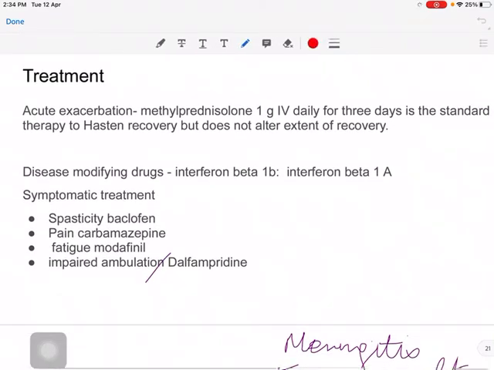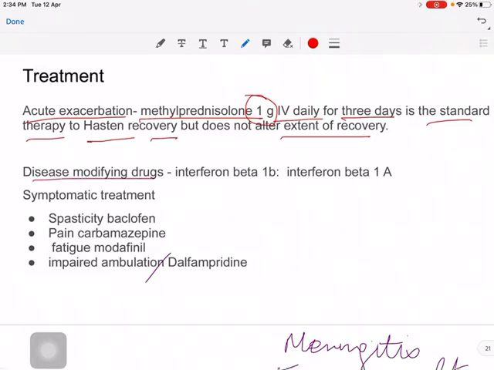Treatment. For acute exacerbation, we will give methylprednisolone 1 gram IV daily for 3 days. This is the standard therapy to hasten the recovery, but it does not alter the extent of recovery. It will recover as much as it is intended to. Disease modifying drugs, we can have interferon beta 1B or interferon beta 1A. We can use these two drugs.